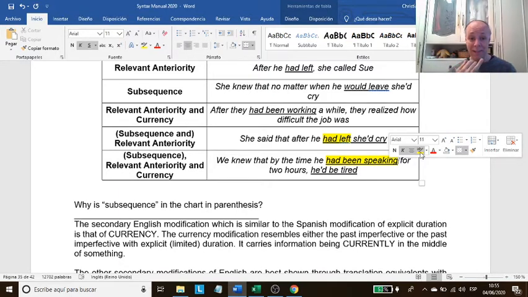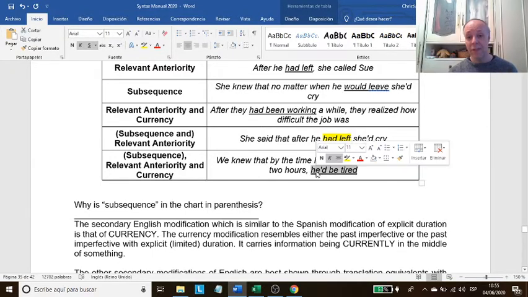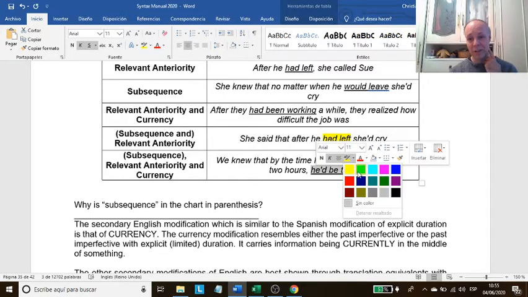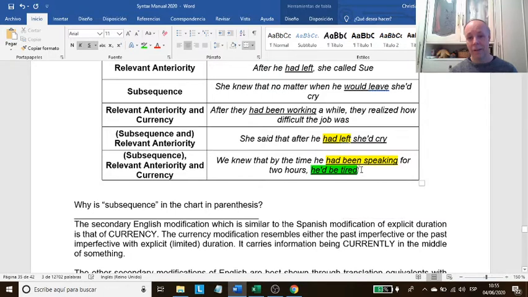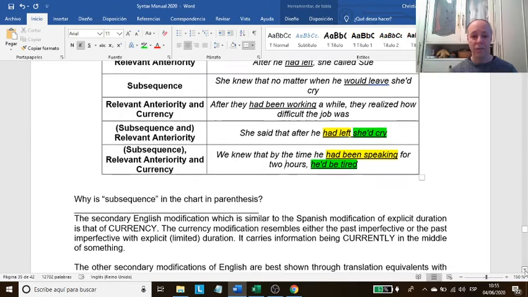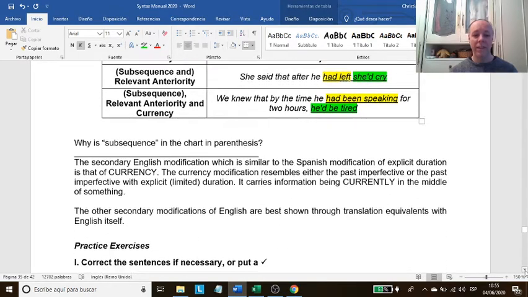The subsequence, the relevant anteriority and the continuous form, the currency form, are separated in a different place. We have the subsequence. The subsequence is the one in parentheses. That's why it is in parentheses, because it is not part of the others, but they work together. That's the answer to the question. What does it say? What else?